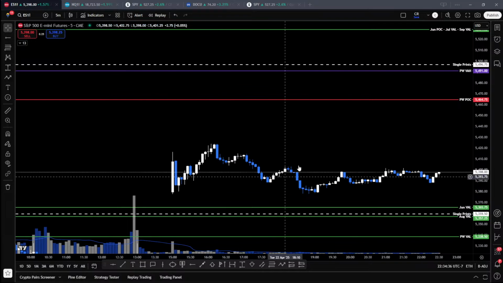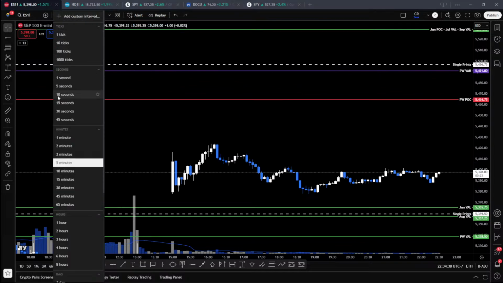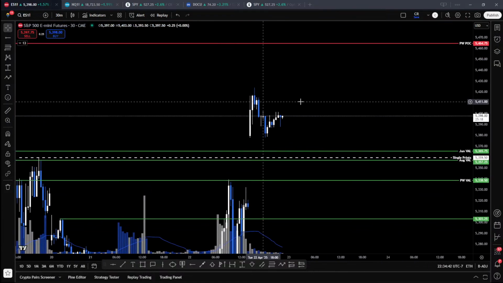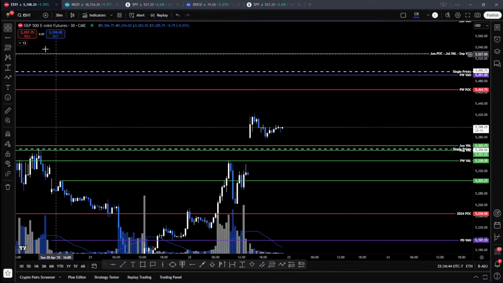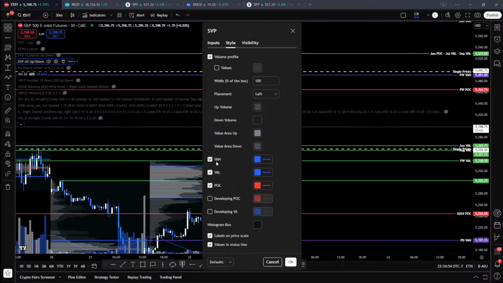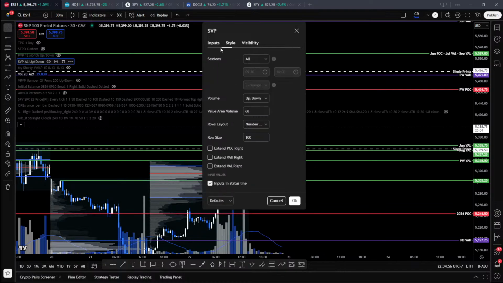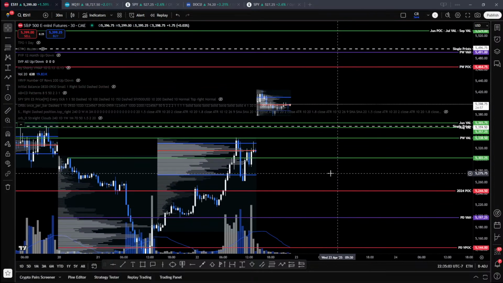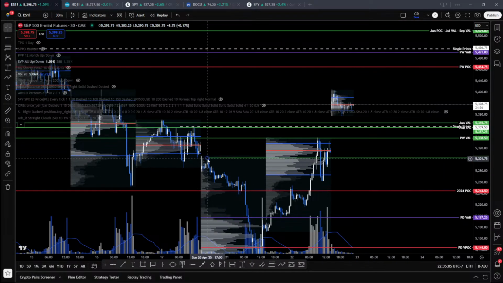So we're going to recap really quick. Basically, this should be like second nature at this point to everybody. But what we're looking at is on 30 minutes. We're using volume profile, session volume profile, value area high, value area low, POC, under inputs, value area volume 68, row size 100.